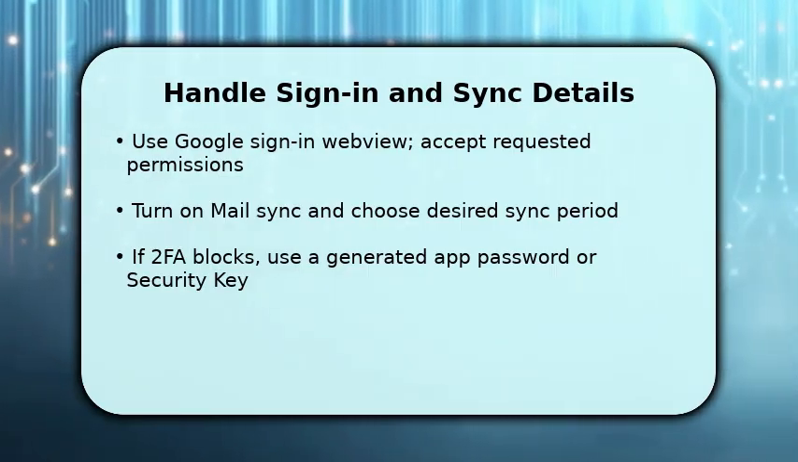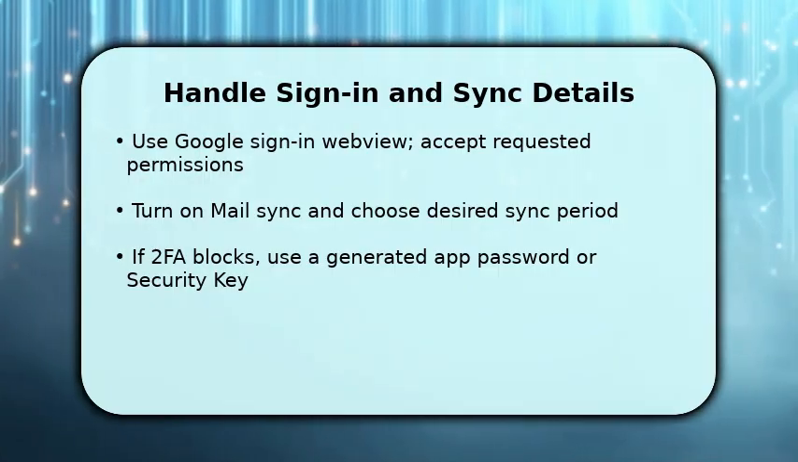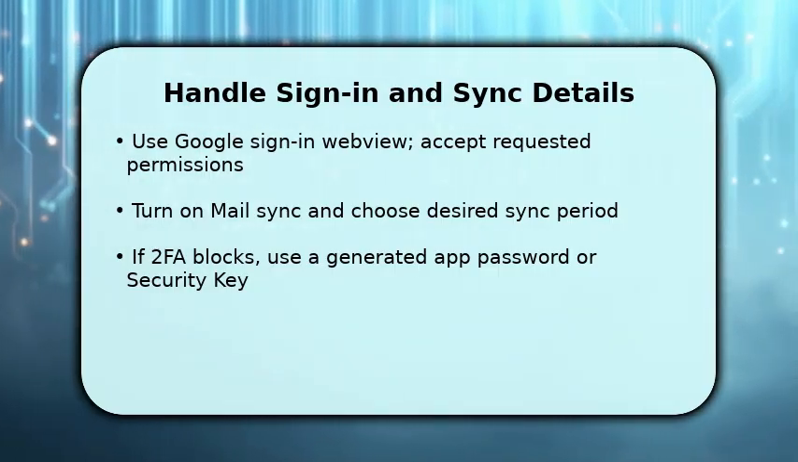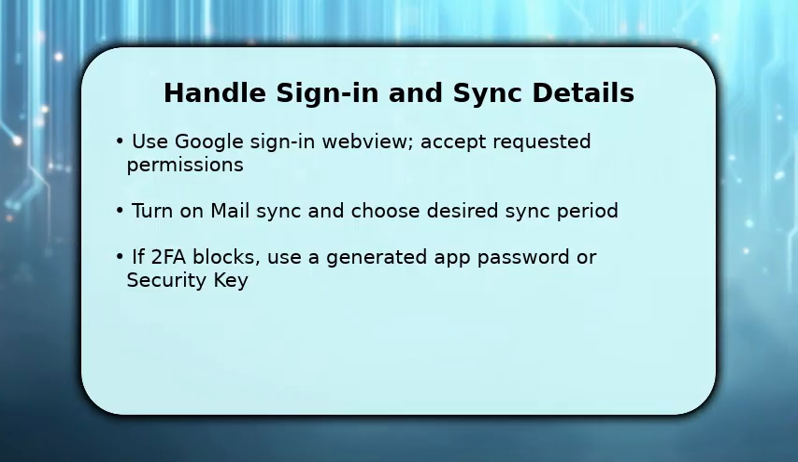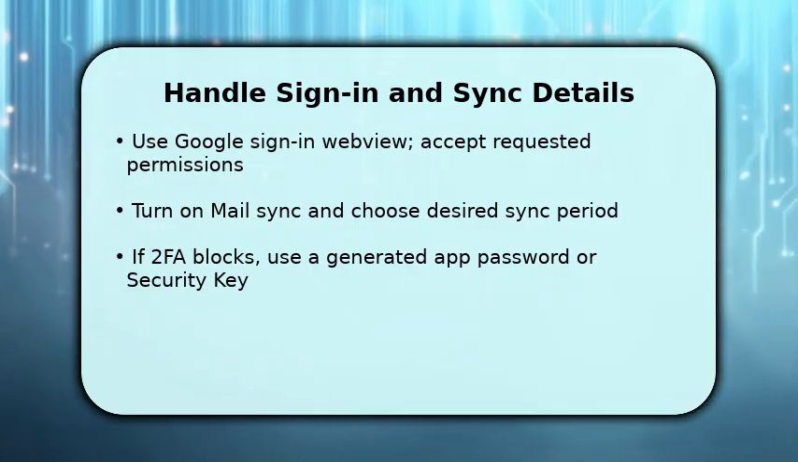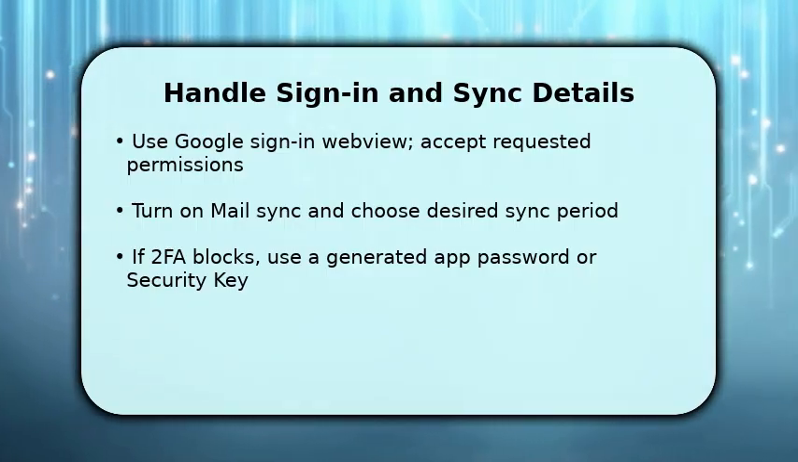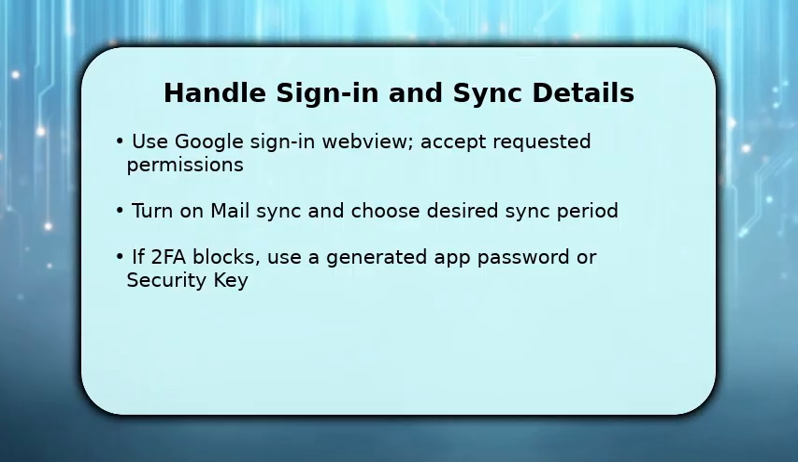After adding, open Settings, Mail Accounts, your Gmail account, and toggle Mail on, then pick how many days to sync if available. If Google blocks the login for security reasons, generate an app password, or approve the sign-in from another trusted device. This resolves most authorization deadlocks.